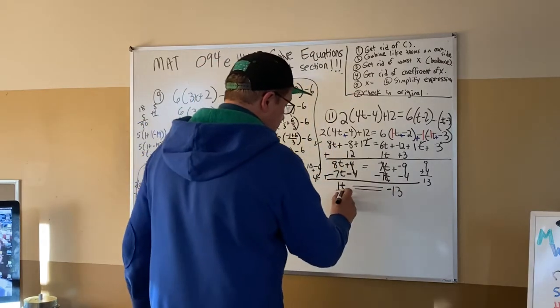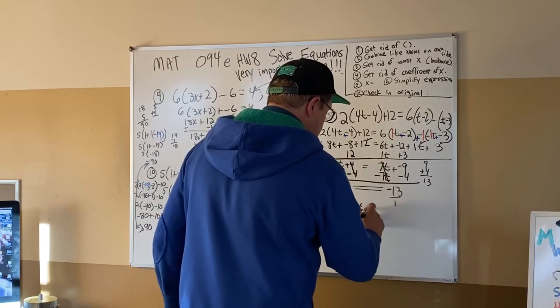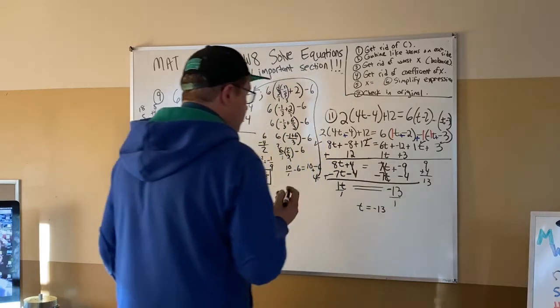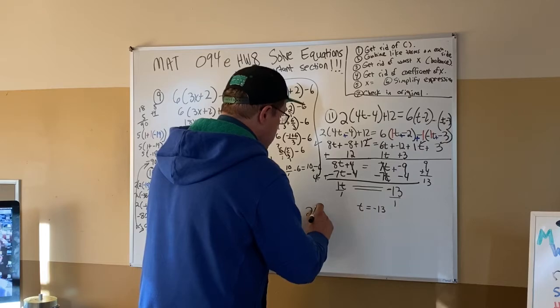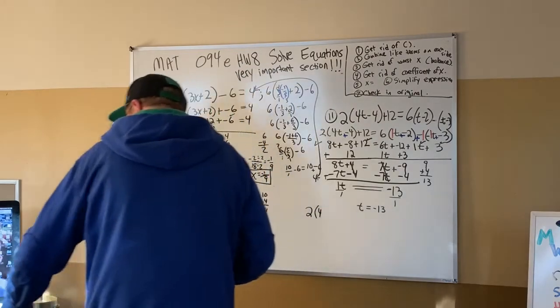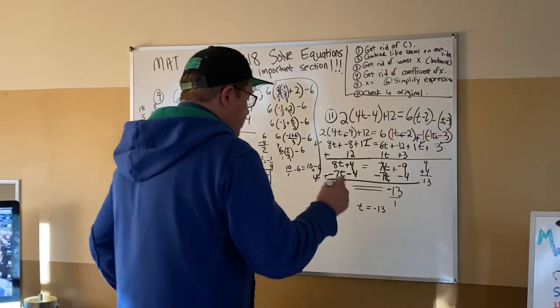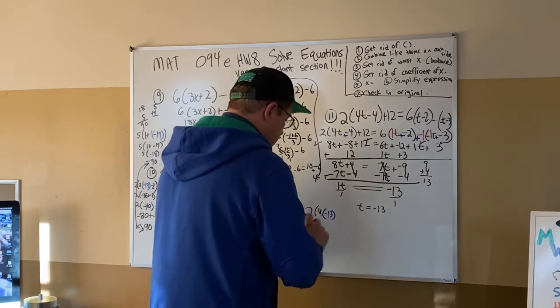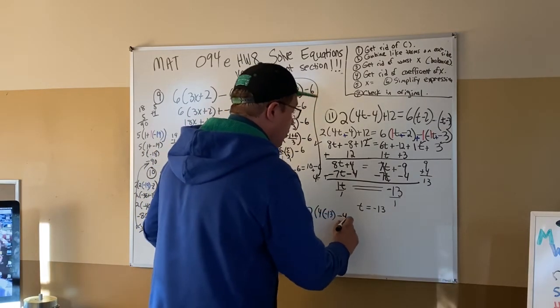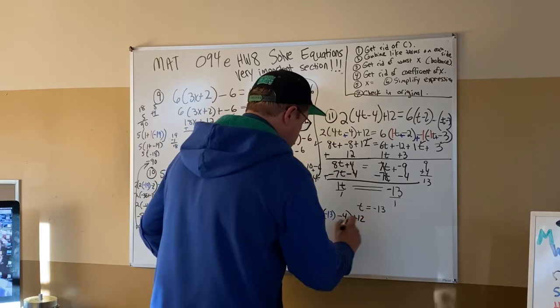I can divide by 1 if you want to see it. t equals negative 13. Did that work? I'm going to find out. 2 times 4, my number going in is negative 13. That's my t. Minus 4, close parentheses, and plus 12.